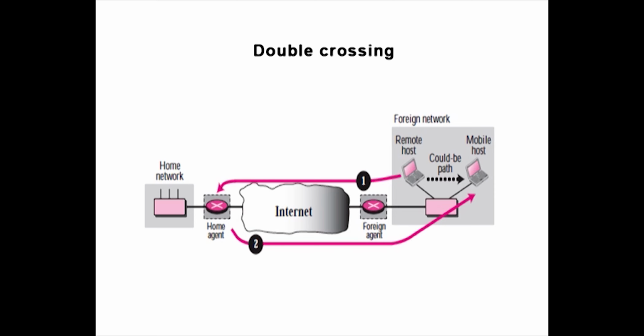Double crossing. According to the figure, double crossing occurs when a remote host communicates with a mobile host that has moved to the same network as the remote host. When the mobile host sends a packet to the remote host, there is no inefficiency. The communication is local. However, when the remote host sends a packet to the mobile host, the packet crosses the internet twice. Since a computer usually communicates with other local computers, the inefficiency from double crossing is significant.